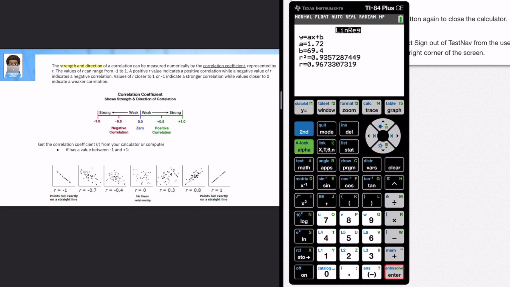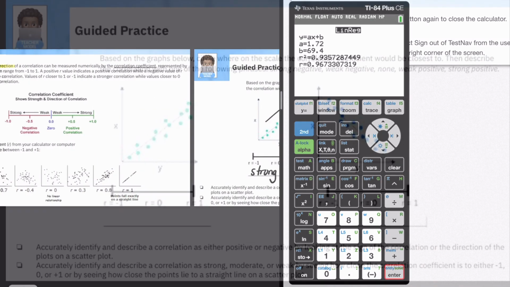That's very close to 1. It's less than 0.3 away from 1. So that would suggest a strong positive correlation. And so that's what you want to use. You can use your calculators and linear regressions to find what the R is.